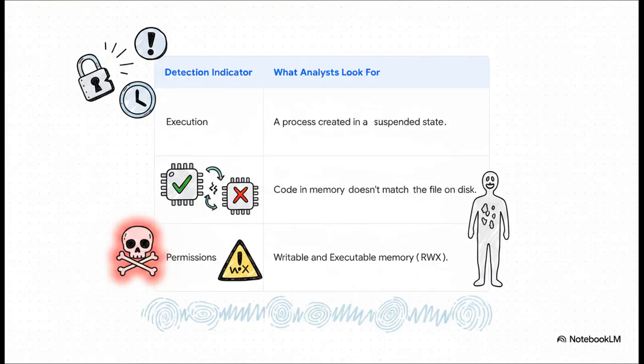So analysts are basically digital detectives, and they're hunting for specific fingerprints of this heist. They look for any process that was created in that weird, suspended state. That's a huge red flag. They also compare the code running in memory to the original program file on the disk. If they don't match, you've found your imposter. And finally, they scan for memory that's marked as both writable and executable. That's a classic sign that some new, malicious code has been planted.